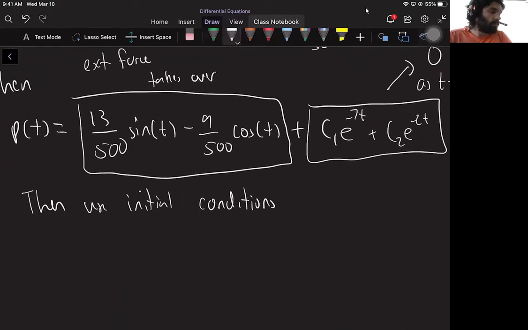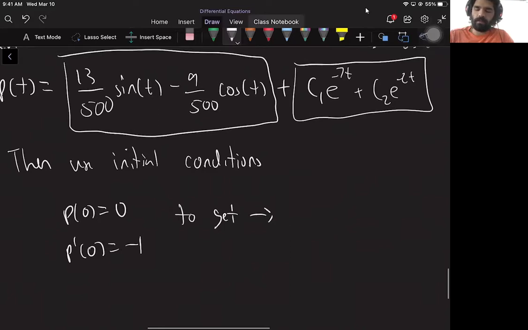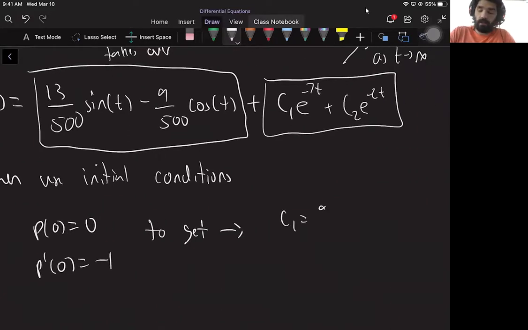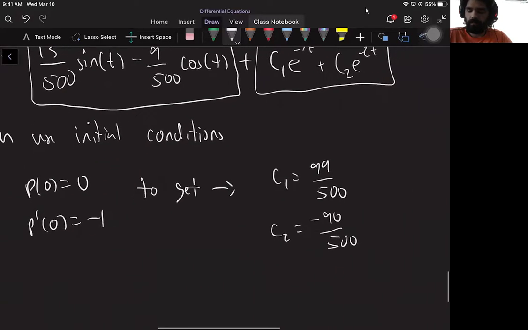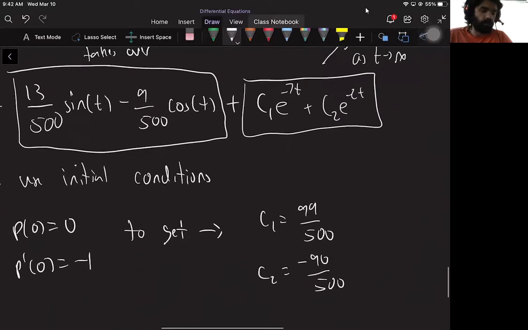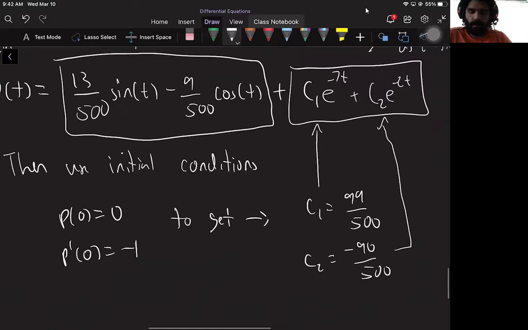Okay, so anyway, we can finish the problem now with initial conditions. So we're starting at equilibrium, and we are sending it upward with 1 meter per second. And I don't want to do all this work, so I'm just going to tell you what you should get. C1 is 99 over 500, and C2 is negative 90 over 500. So it takes a lot of annoying work to do that, but can be done. Okay, but this is what you'll get. And then you just plug these back in. I've got too much to do to show you all the algebra, fortunately, but that's okay.